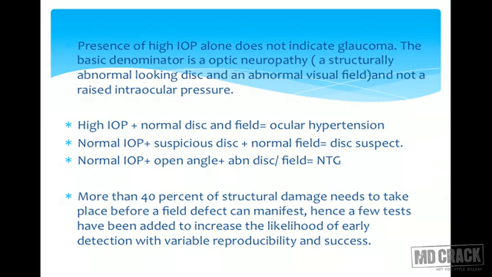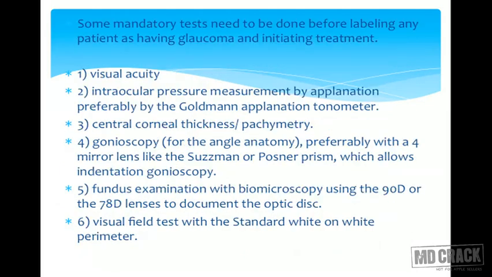More than 40% of structural damage needs to take place before a detectable visual field change occurs on white perimetry. So there is a gamut of tests available now, like the optical coherence tomography and the GDX nerve fiber analyzer, that can detect some structural changes before the functional changes develop on perimetry, although their value in medical practice is still under validation. Some mandatory tests that need to be done before labeling any patient as having glaucoma and initiating treatment are the following.